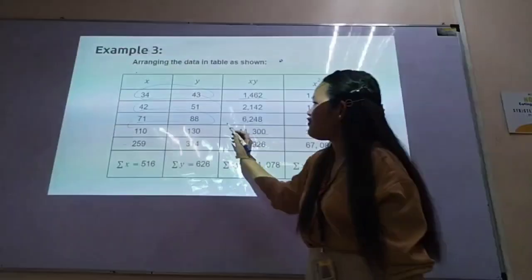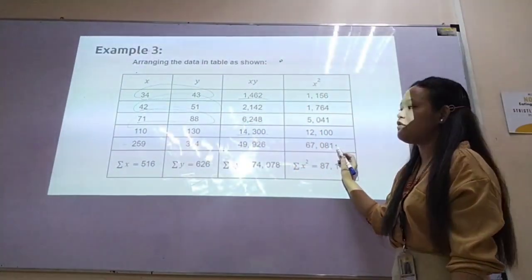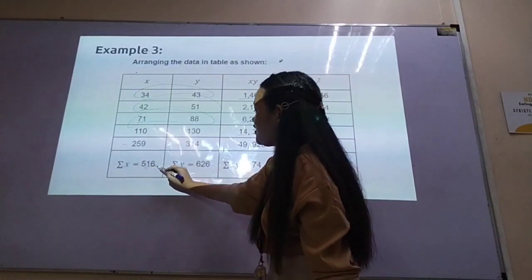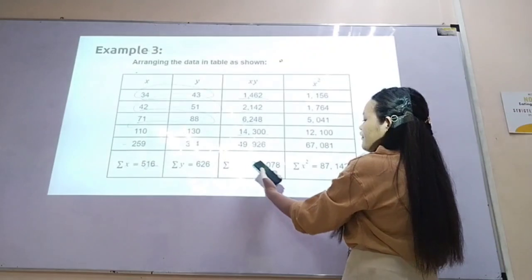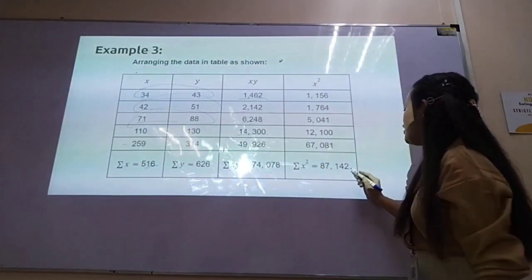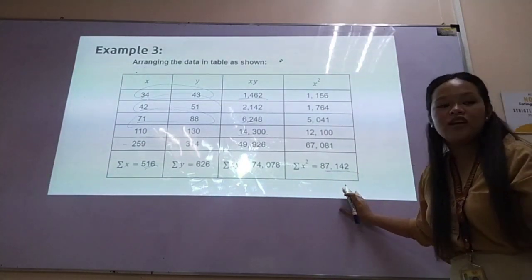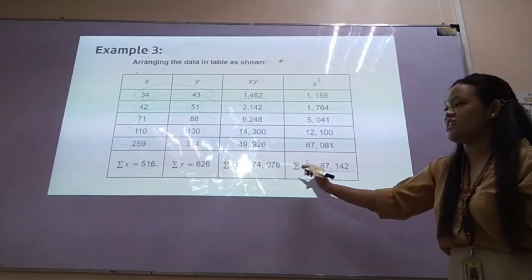Now, if we add them all, we're going to find their sum. So, the summation of x is equal to 516. The summation of y is equal to 626. The summation of xy is equal to 74,078. And the summation of x squared is equal to 87,142. Now, using the formula that was given earlier, we're going to substitute each of them with these figures.